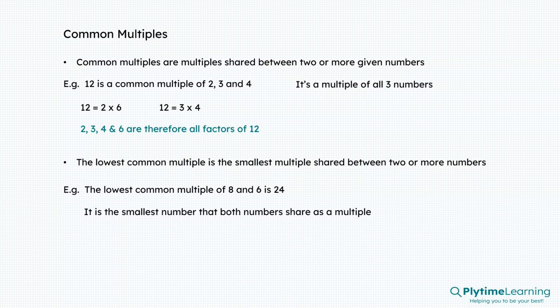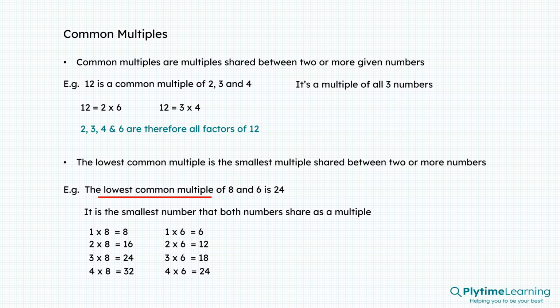Let's look at the number 8. 1 times 8 is 8. 2 times 8 is 16. 3 times 8 is 24. 4 times 8 is 32. Now let's look at the number 6. 1 times 6 is 6, 2 times 6 is 12, 3 times 6 is 18, 4 times 6 is 24.